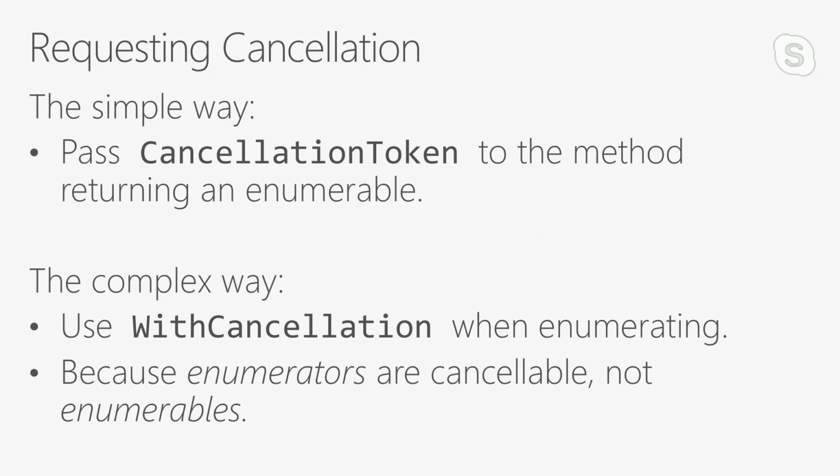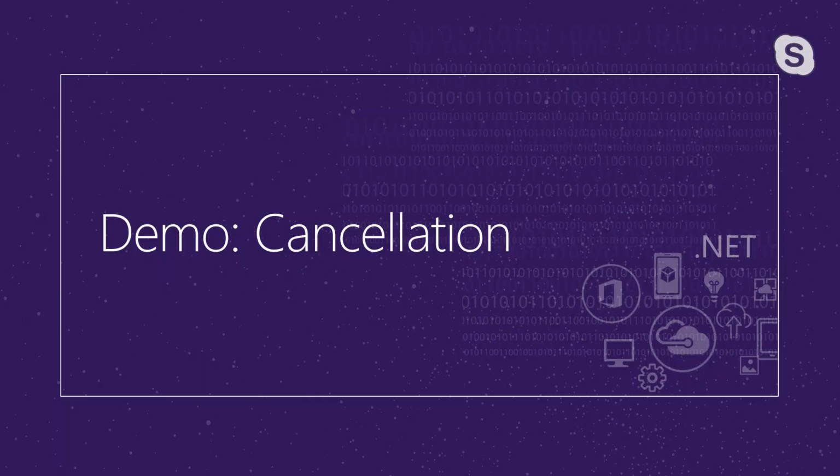And the reason for that, I'll explain in just a minute. And then when you call an enumerator and you want to pass the cancellation token into it, the easy way is you just pass the cancellation token straight in. But sometimes there are some scenarios where you can't do that. And so in that case, there's a WithCancellation extension method. And just a super fast summary of why: it's because enumerators are cancelable and not enumerables. I'm not going to get into all the details there, but that's the overlying reason of why there's a WithCancellation overload.